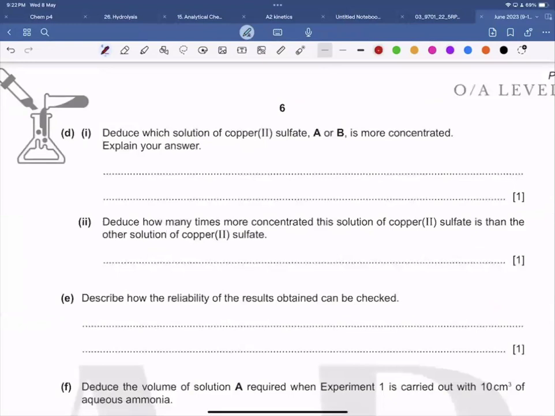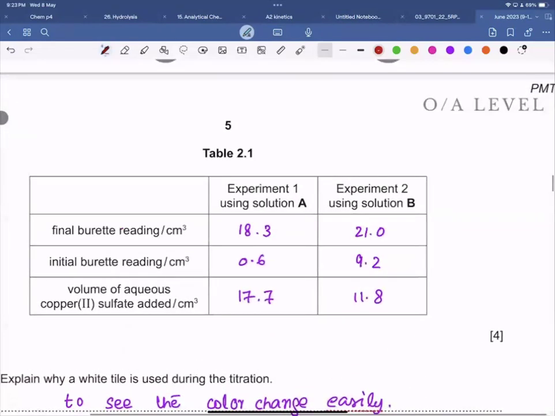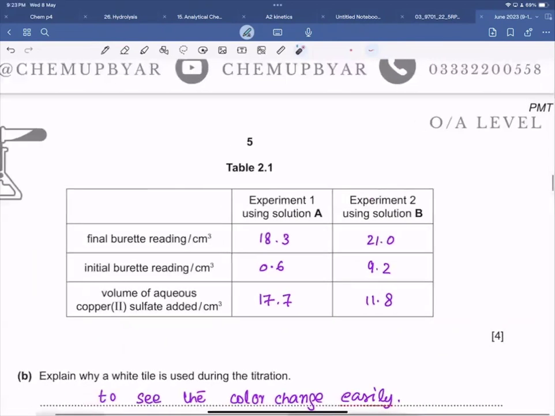Now, B1: which solution of copper 2 sulfate, A or B, is more concentrated? Explain your answer. Which one is more concentrated? If you look at solution B, we need a lesser volume of aqueous copper 2 sulfate, right? So it indicates that it's more concentrated, because if it's diluted, then we need a larger amount of the other one as well.